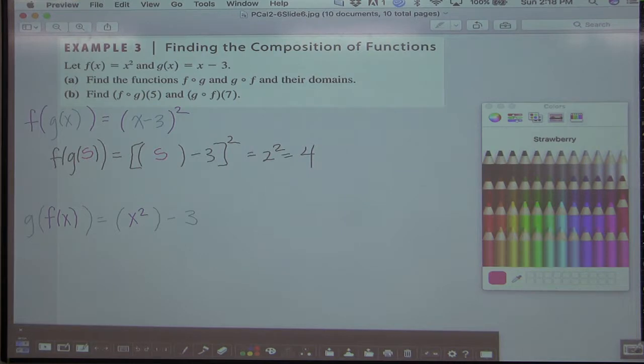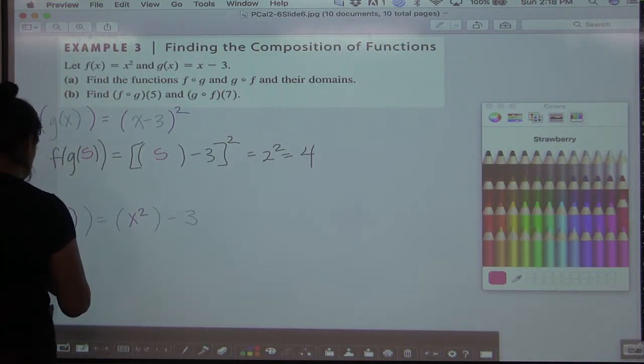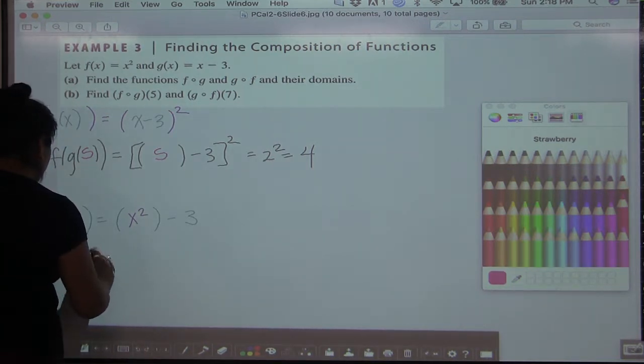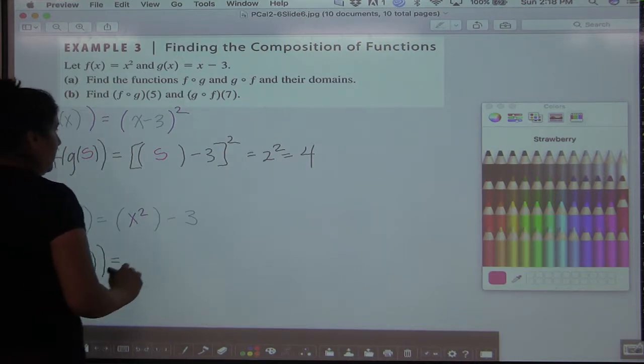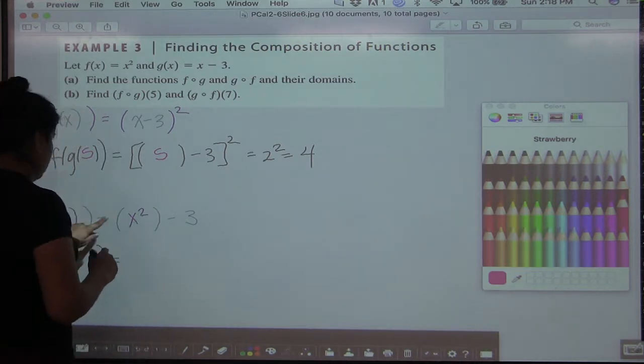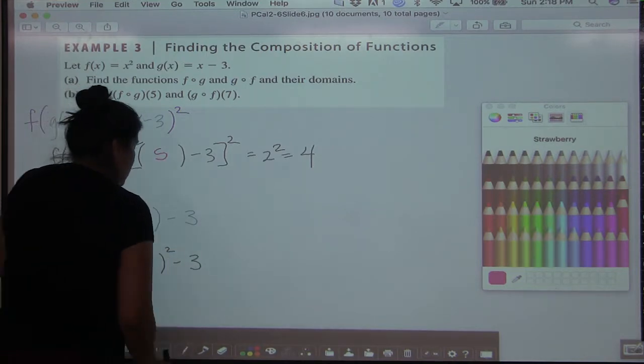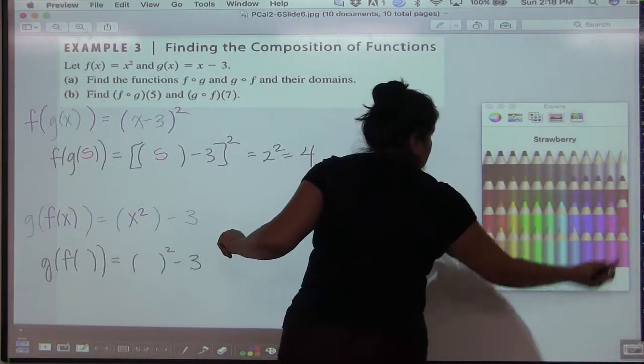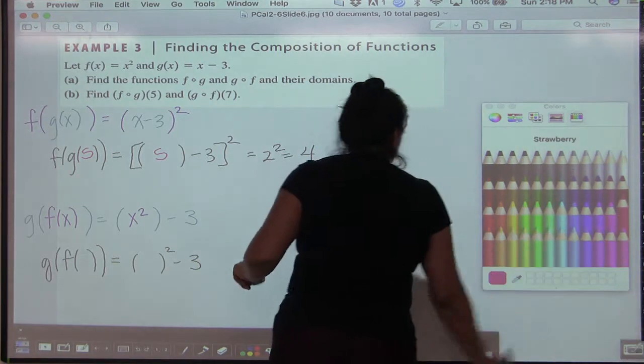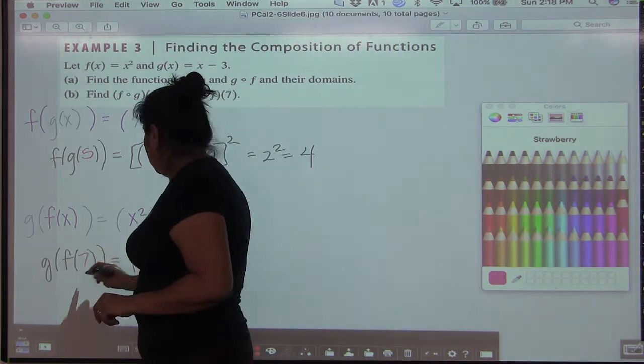And then we want to do g of f of 7. But for g of f of 7, we don't want to plug it into this function. We want to plug it into this one. So g of f of 7 is going to equal, the g of f function is right here. We're going to have x squared minus 3. And we're going to replace our x with a 7.